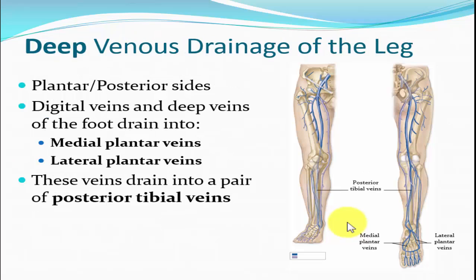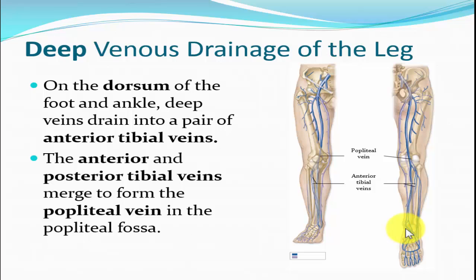Deep to these, we have a few more structures, on the plantar and posterior side of the lower leg. The digital veins and deep veins of the foot drain into the medial plantar vein and the lateral plantar vein, and you can see those on the bottom of this image here. And then we also have the posterior tibial vein that runs the backside of the tibia from the popliteal on down to the medial and lateral plantar veins.